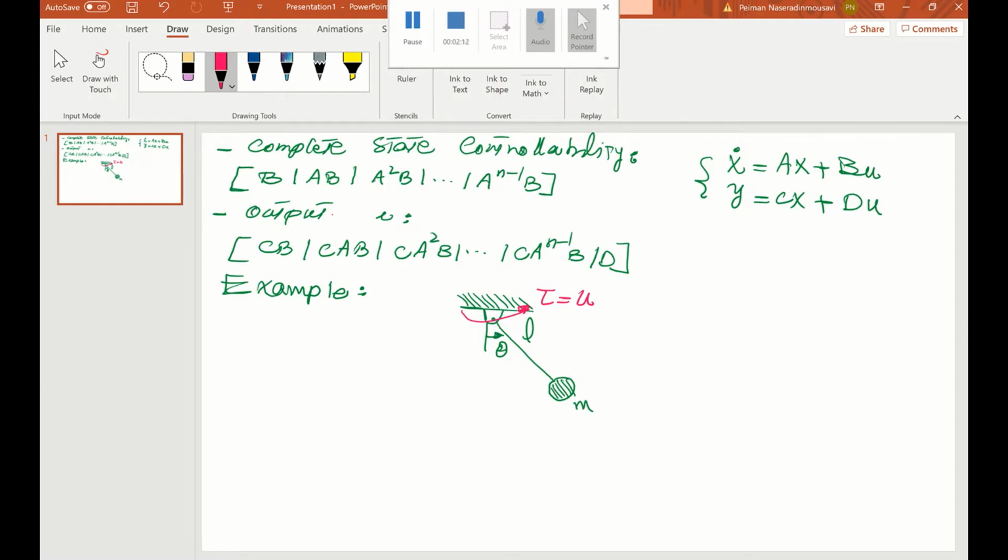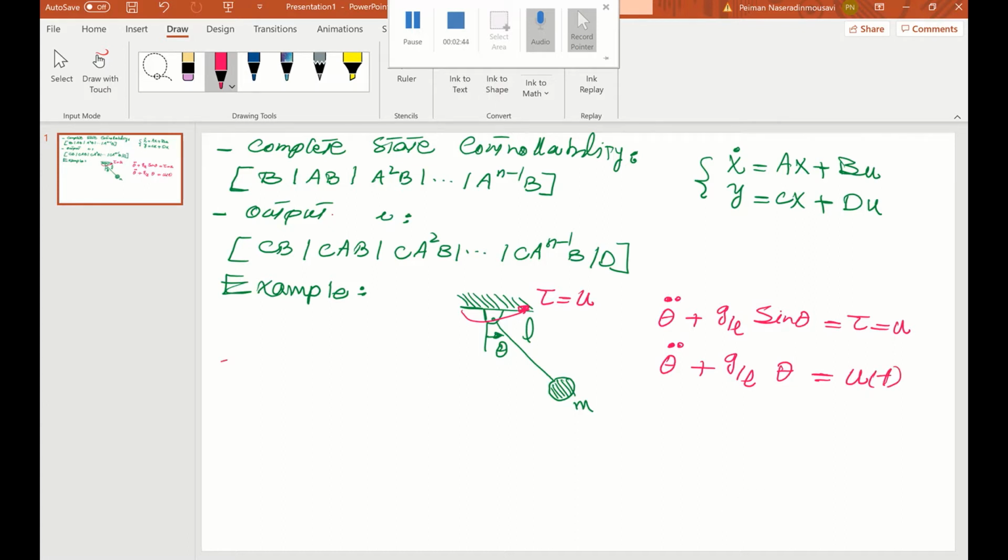I skip how to derive the equation of motion, because you know this: theta double dot plus g over l sine theta is equal to tau, or u. After linearization around the equilibrium point, using the Taylor series expansion, you get this LTI system: theta double dot plus g over l theta is equal to u. Obviously it's a function of time.